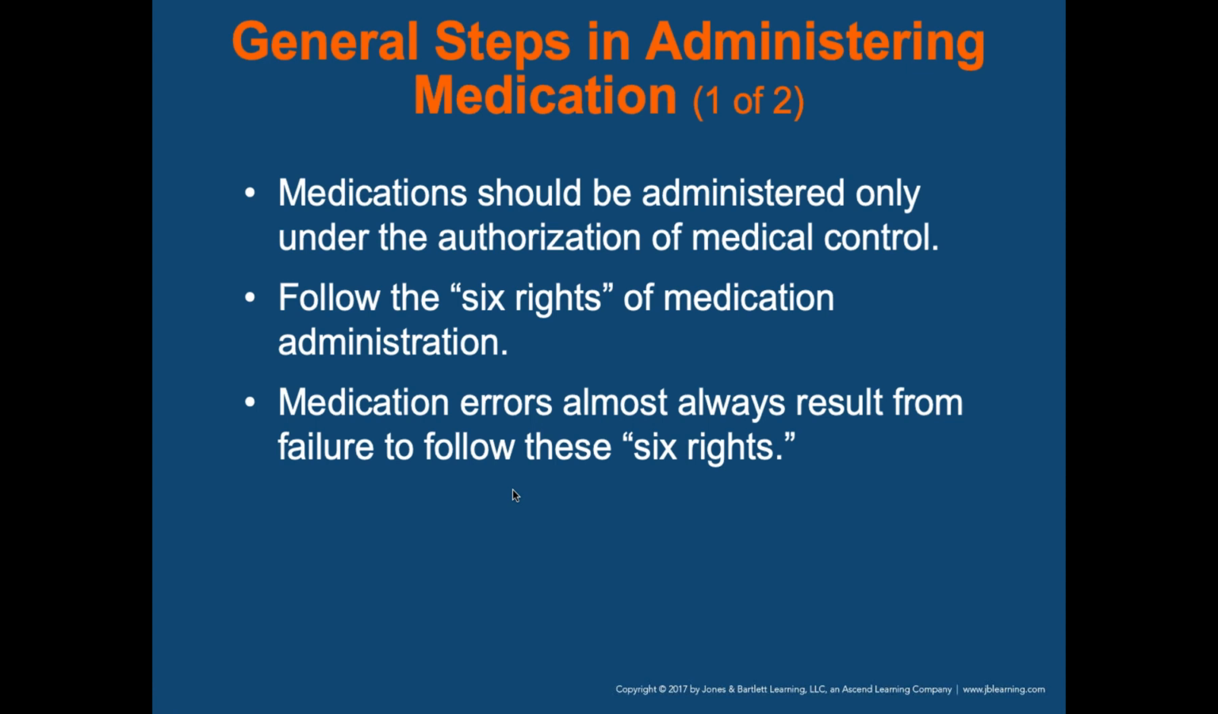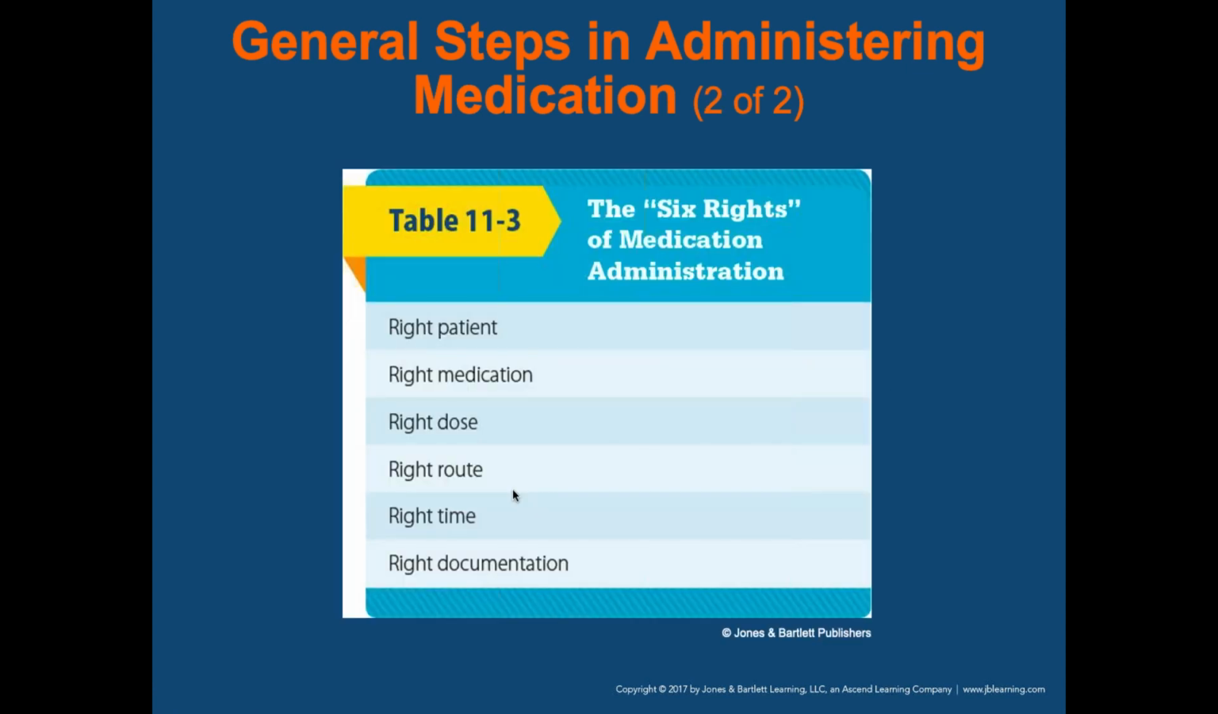You also need to make sure you're following the 6 rights of patient medication administration. And medication errors almost always result from a failure to follow the 6 rights. And here are the 6 rights of patient medication administration. You have to have the right patient. You have to have the right medication for what you're treating them for. You need to have the right dose of medication. You have to know the right route of administration, the right time to give it, and you have to have the right documentation, making sure you're documenting what you've administered.